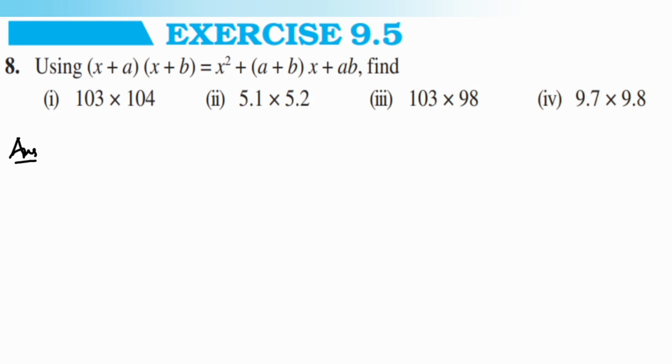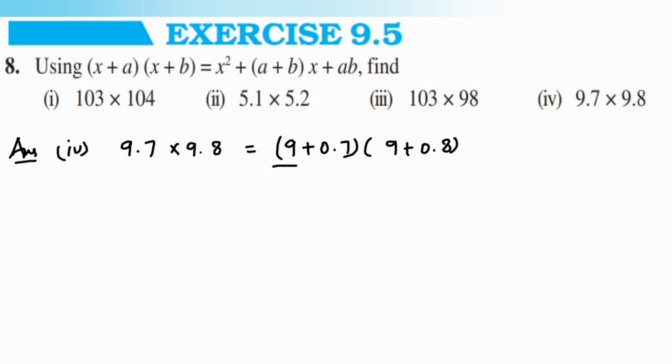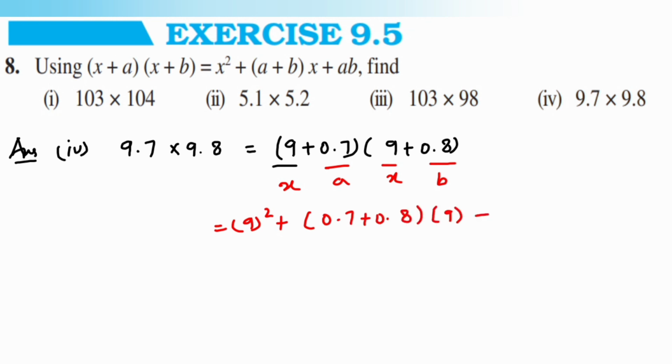So the last one is, in decimals again, 9.7 multiplied by 9.8. So you can take this as 9 plus 0.7 into 9 plus 0.8. Now x value will be 9. So x value is 9, a value is 0.7, and b value will be 0.8. So from here, it's 9 square plus (0.7 plus 0.8) into x, which is again 9, plus, now multiply 0.7 and 0.8. So 9 square will be 81 plus, now we'll add 0.7 and 0.8.